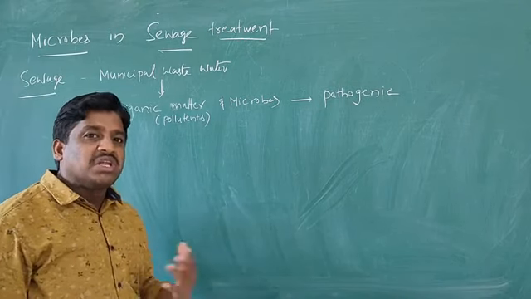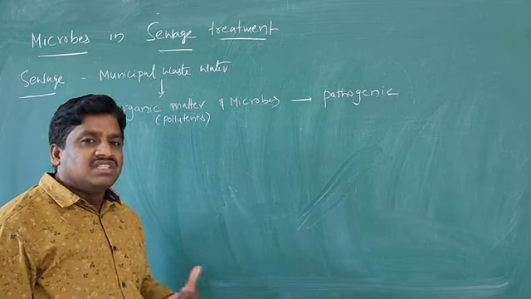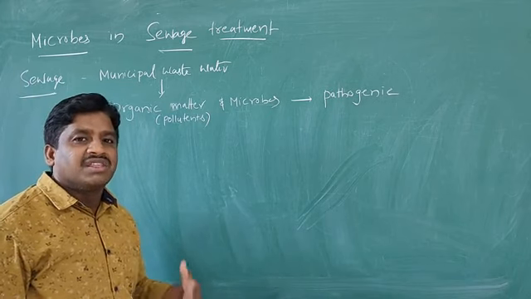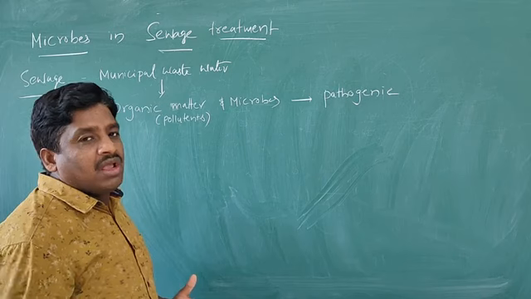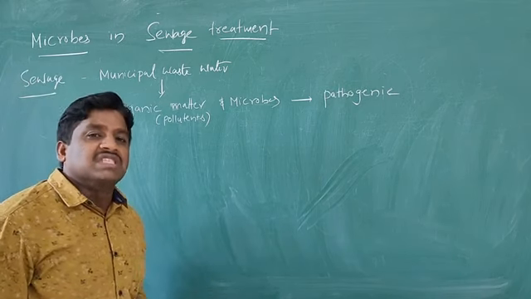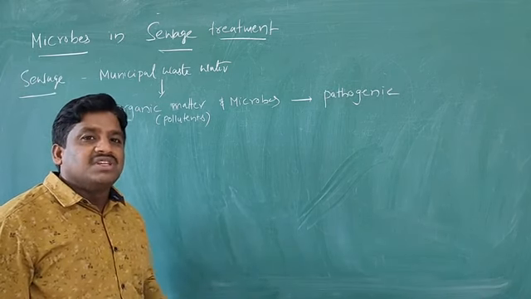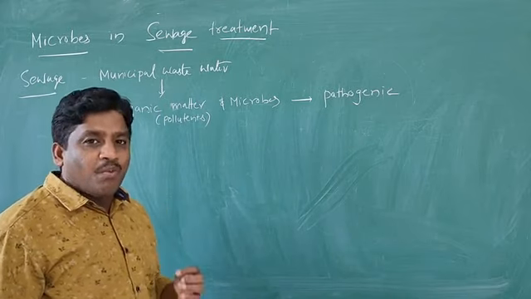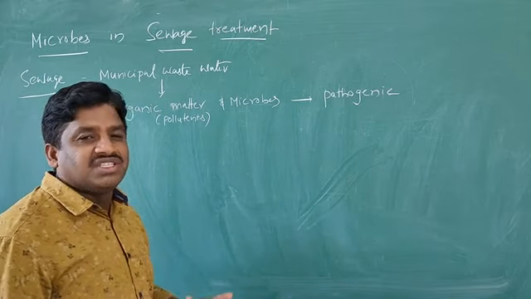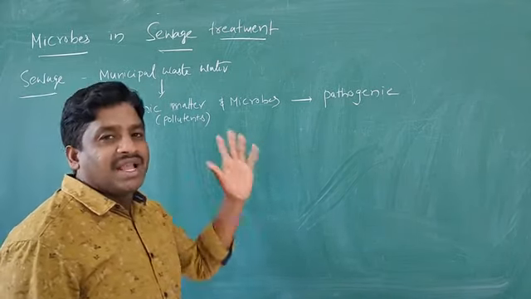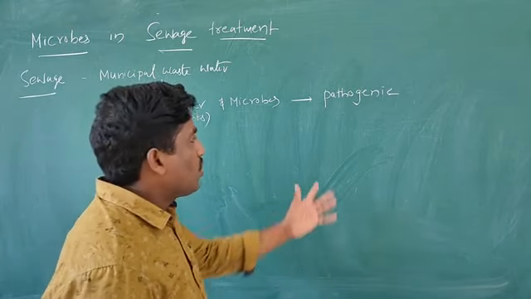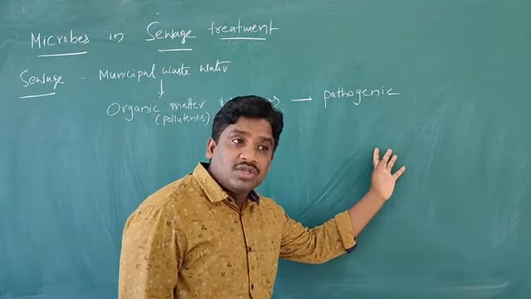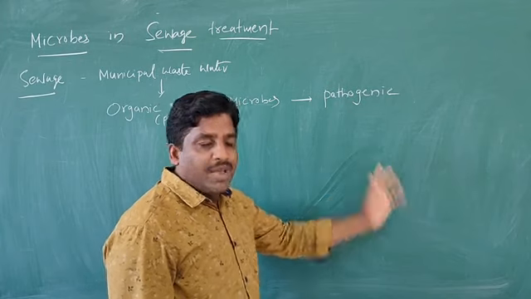What will happen? They multiply their numbers in the water. So they are pathogens. New diseases are born from these microbes. That's why we call them pathogenic.